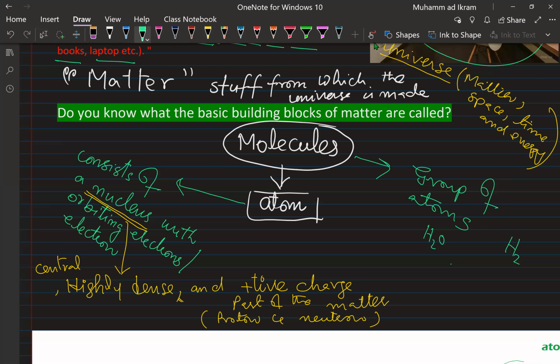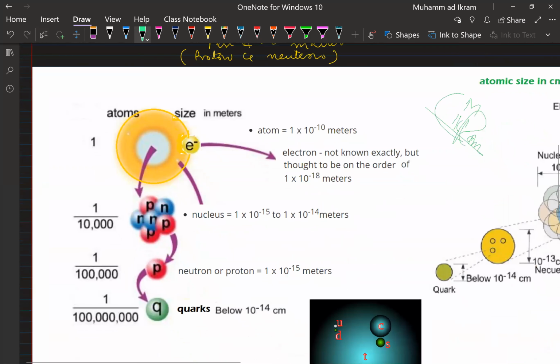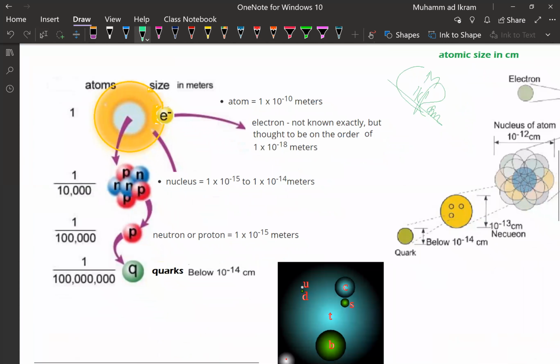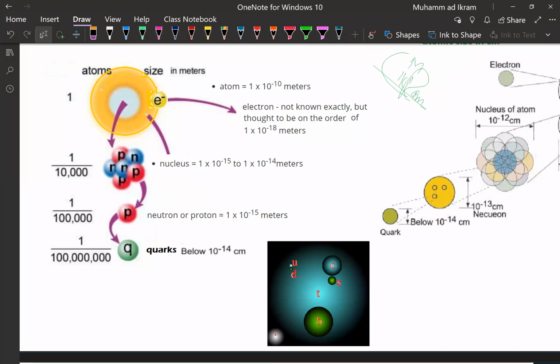And here you would see in this diagram the atomic size in centimeter and meter. I would like to explain. If this is the atom, the atom consists of the nucleus, as you see here. This is what the nucleus is. I take it out of the atom, and you see here the orbiting electron.